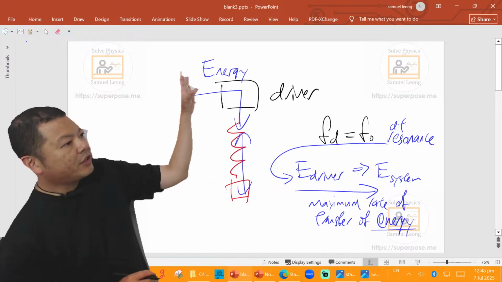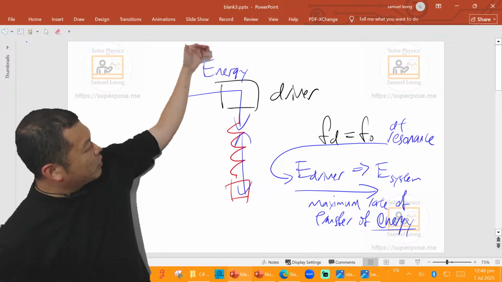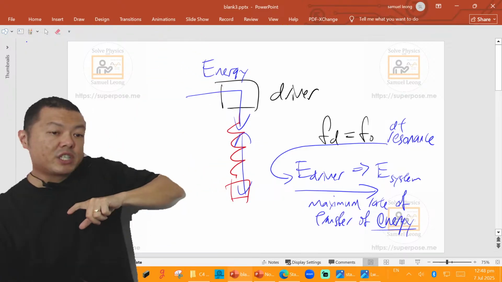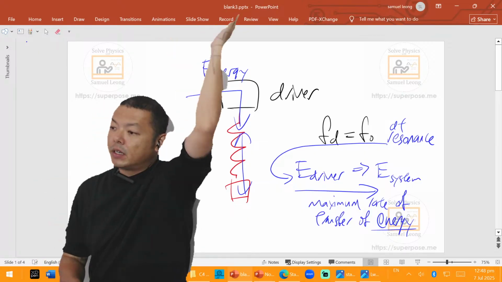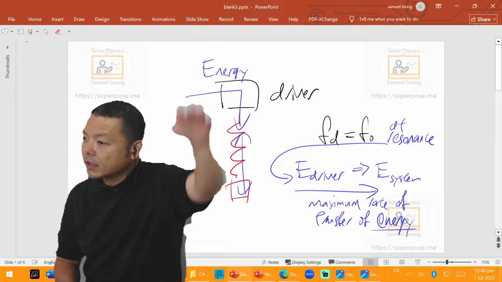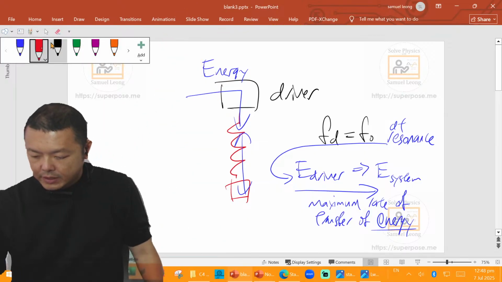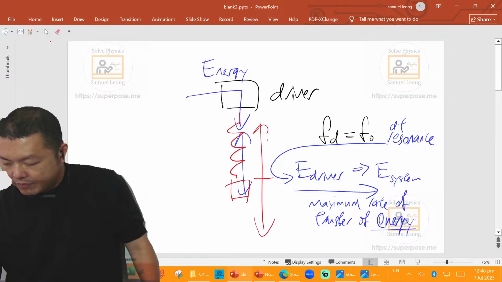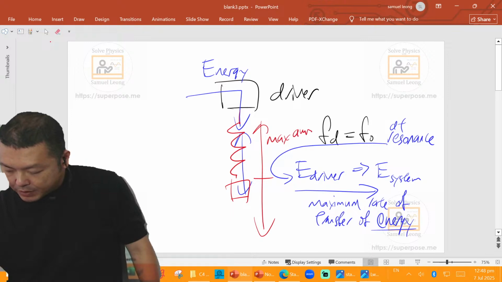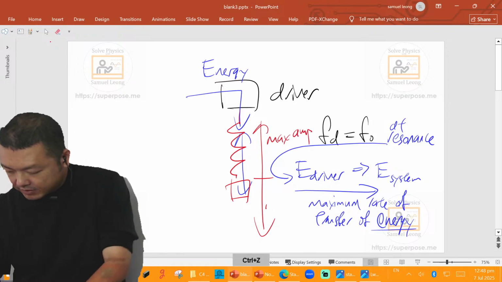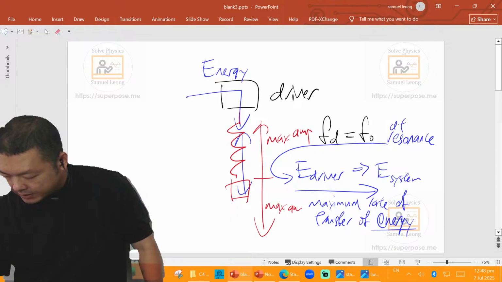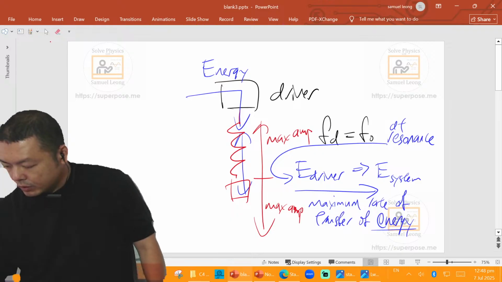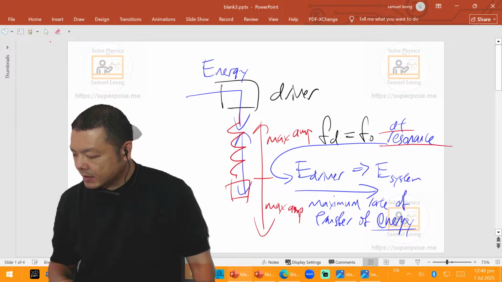Whatever energy your driver can provide is being transferred to the system. That's why the system's amplitude goes haywire. It goes super high. So that's the whole idea. Then you have your max amplitude, like this. This is what happens when it's at resonance.